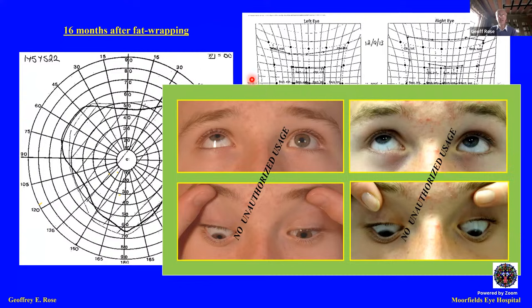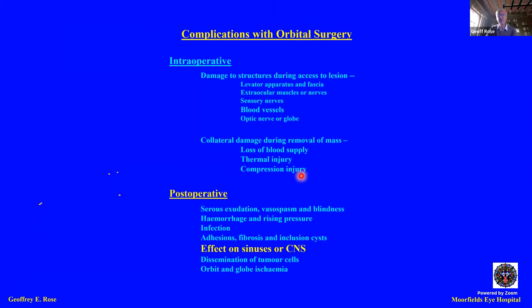So one should never leave a bare muscle on a fracture repair, whether you've put an implant in or not. If you leave a bare muscle on the floor, it will adhere. So always make certain fat is underneath it.